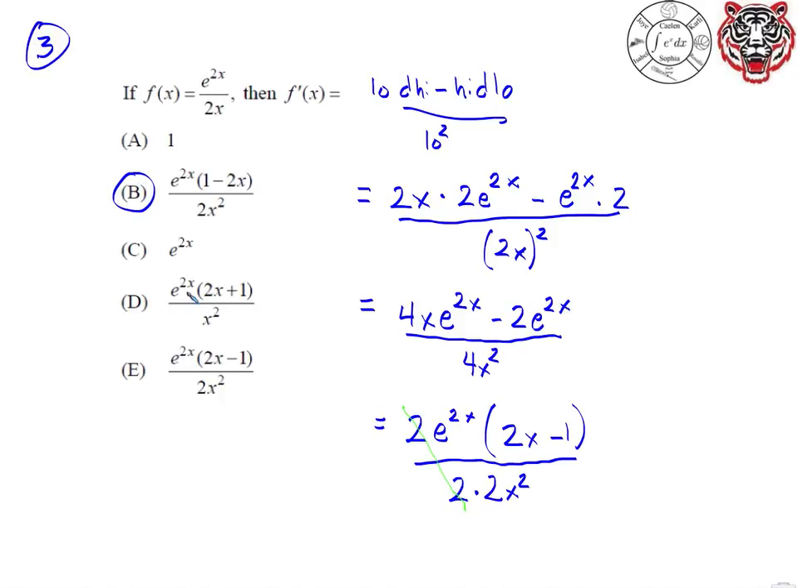Wait, is that right? No, it's not right. I got the right answer, but I circled the wrong letter, and I'm sure that we do that quite often. Sorry about that. It's not B because that's 1 minus 2x. This is 2x minus 1, which is the correct answer. All right. Questions, Joy? No. All right, on to number 4.